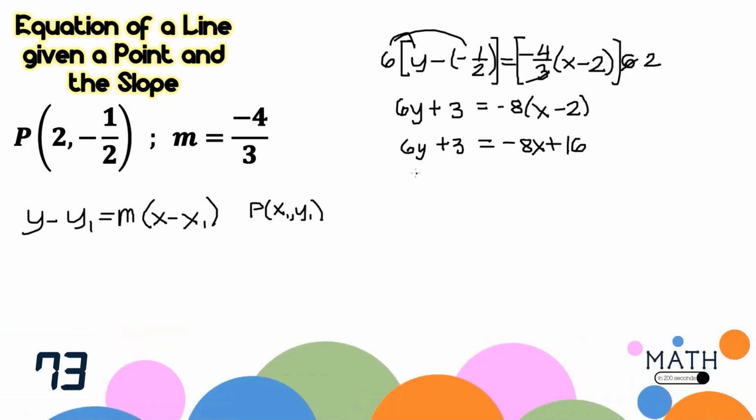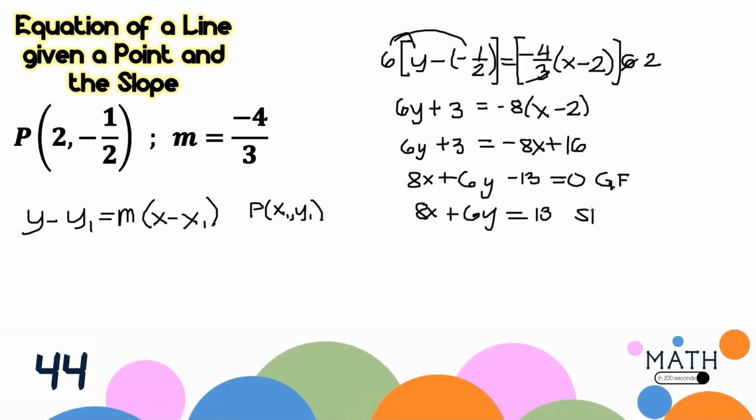Then by general form, moving 8x and 16 on this side, positive 8x plus 6y, you have positive 3, but we'll have minus 16. So minus 13 equal to 0. This is your general form. In standard form, you have 8x plus 6y is equal to 13. This is your standard form.